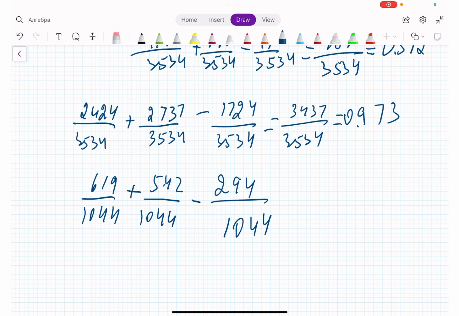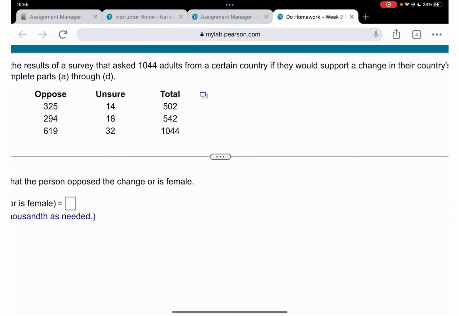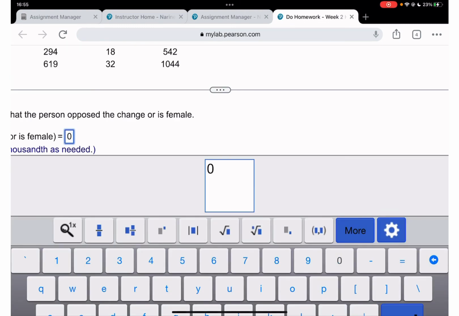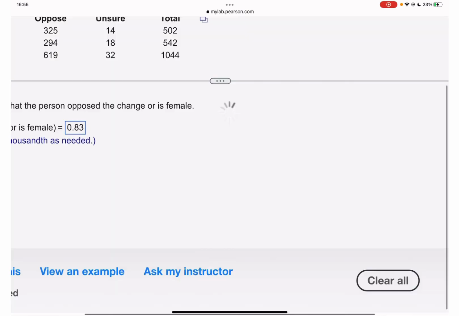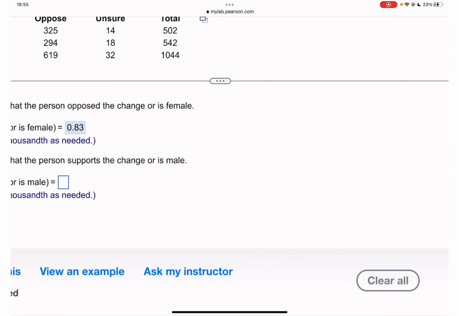Let's go. 619 plus 542 minus 294, and we are getting 867 over 1044. Let me divide by 1044, and we are getting 0.83, 830. Okay, 0.83. Fantastic. Next one.